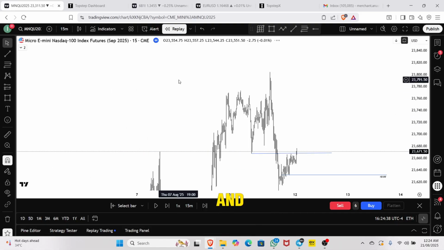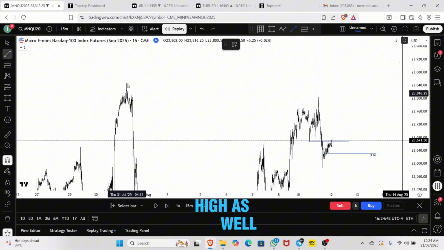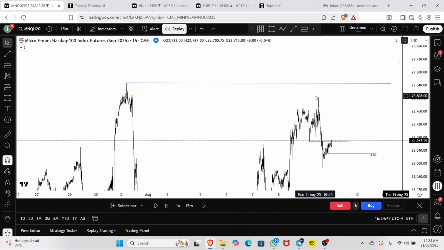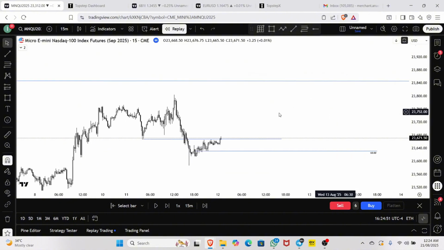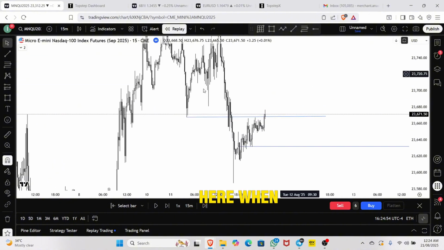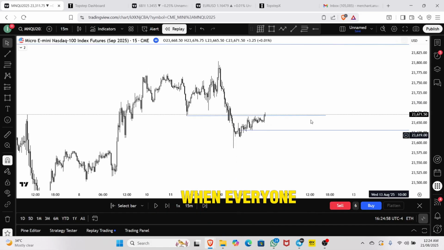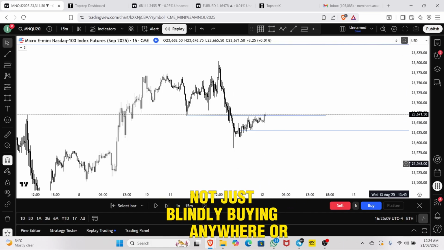If I move even further, we have this high as well, this high which is intact. Here there is a basic rule in the understanding of price: when everyone wants to sell, you should be looking for reasons to buy. Mark the word reason. You need reasons to buy, not just blindly buying anywhere or selling anywhere.